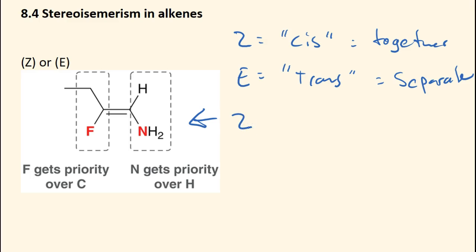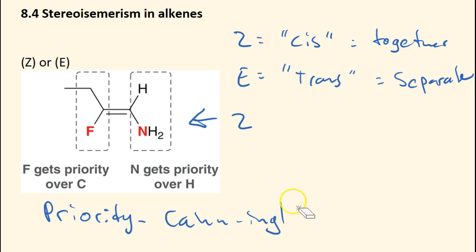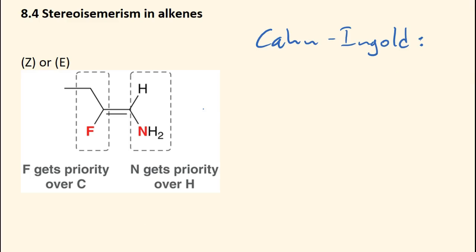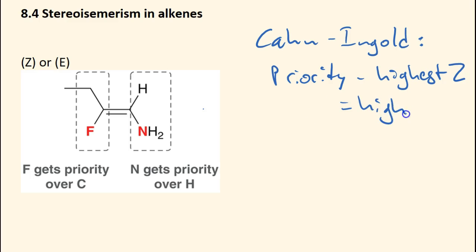Okay. And as far as priority goes, use the Cahn-Ingold system, the same way you would for S and R. So the Cahn-Ingold-Prelog system for assigning priority, go by whatever has the highest atomic number; that has the highest priority.